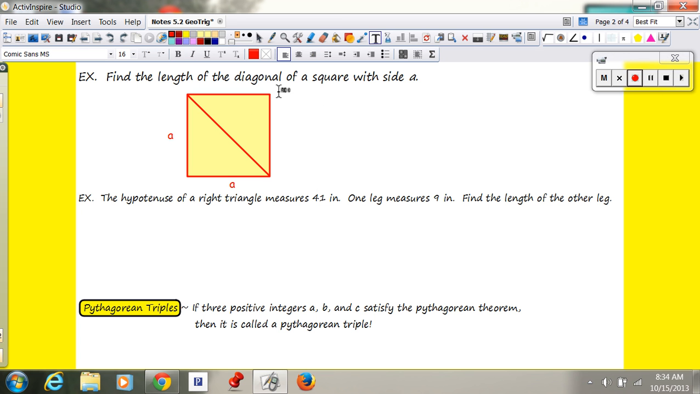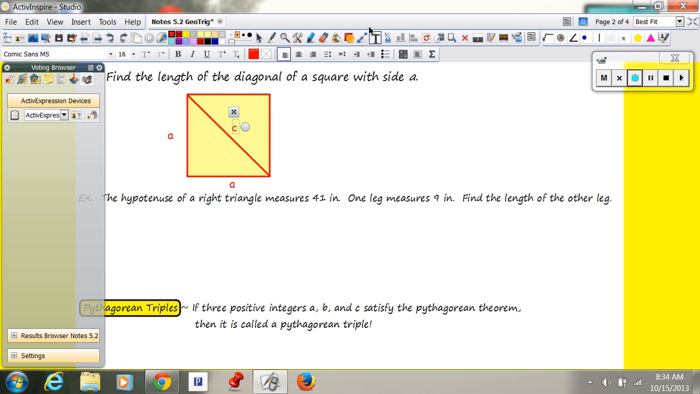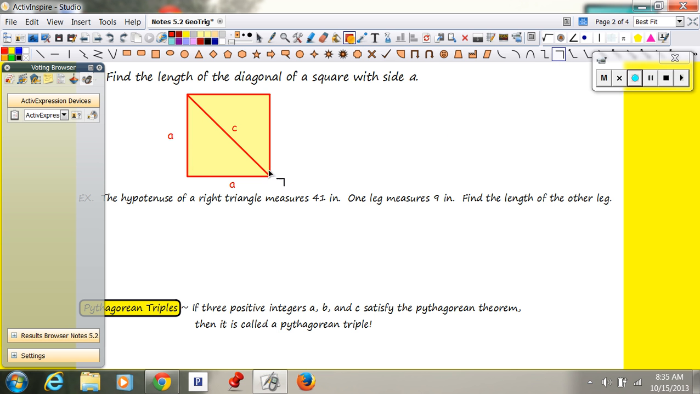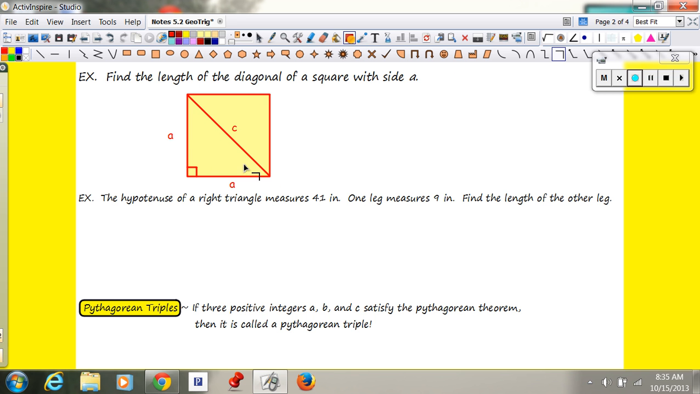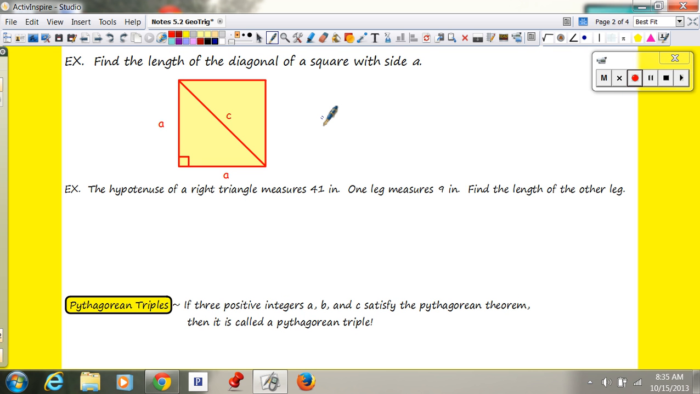So our job is to find this X. Or actually we could call it C because it is the hypotenuse of our right triangle. Because in a square you have to have right angles, so this right here must be a right angle. So we could say that we're looking for C, the hypotenuse of this right triangle right here. Because it's a square, and what do we know about a square? All four sides are the same, so they both have to be A's. Actually, all four of them could be A.